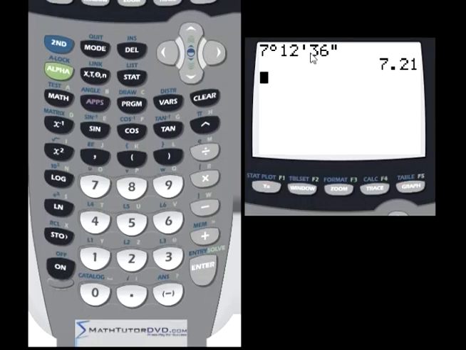So we have learned how to convert radians to degrees, degrees back into radians, and we've also learned how to take a degree measure and turn it into degrees, minutes, seconds, and vice versa. And that about wraps up this section. Very nice little functions in your calculator, can save you a lot of time on your test and on your homework.